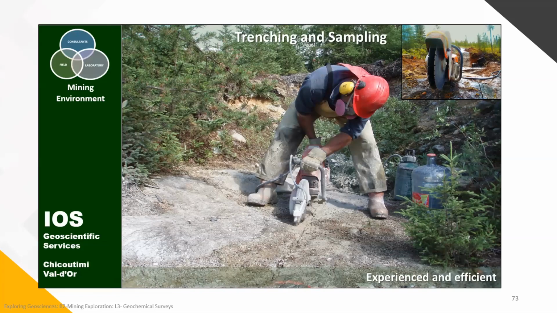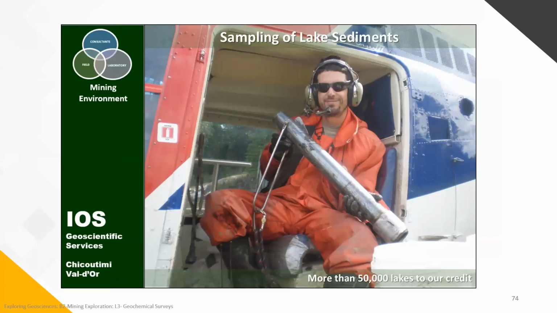We then do a trenching and sampling survey. Sampling is done randomly, as trenching can be done systematically, covering equidistant surface of the outcrop. We then go from sampling of lake sediments, again using helicopters. IOS has covered more than 50,000 lakes from all their consultant work.